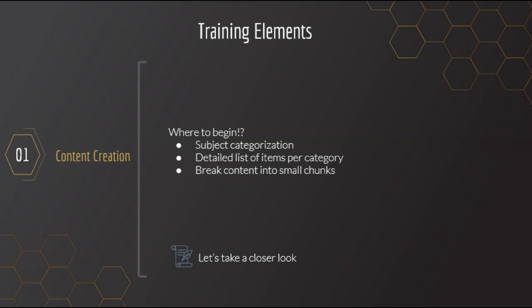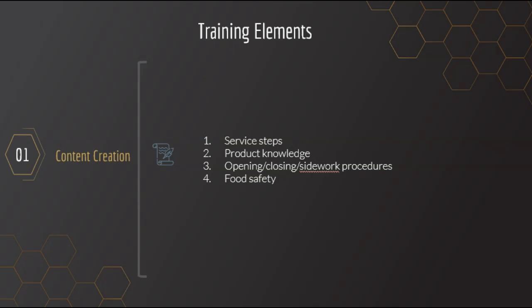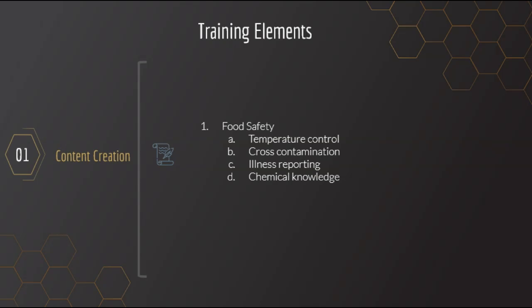Let's walk through what this process will look like. Let's start with some major categories. Here we have service steps, product knowledge, operational procedures such as opening and closing, and finally food safety. Once we have major categories, we start breaking down the finer details. Here we have food safety broken down into temperature control, cross-contamination, illness reporting, and chemical knowledge. We will go through this process for each major category that we have created.